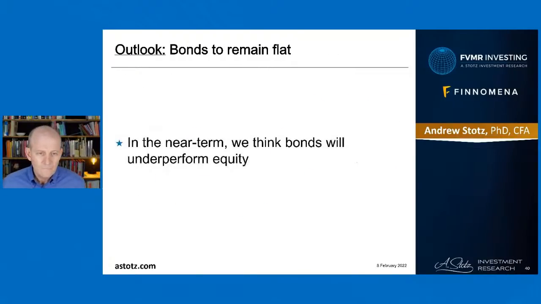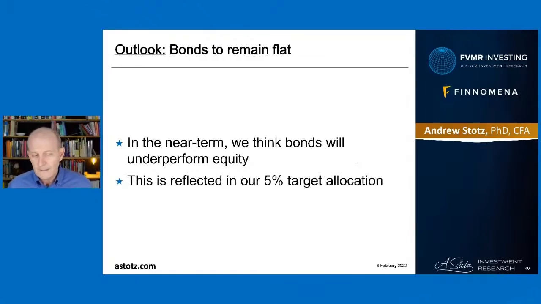So bonds remain flat in the near term. We think bonds are going to underperform equity. This is reflected in our 5% target allocation. Now, it's possible that we could see a U.S. market crash, and if that starts to happen, we would like to have more bonds in the portfolio. But for right now, we're keeping it at 5% along with gold. So you could say 10% of the portfolio is a risk reduction. That's 5% bonds, 5% gold. But we're not going heavily defensive at this point.